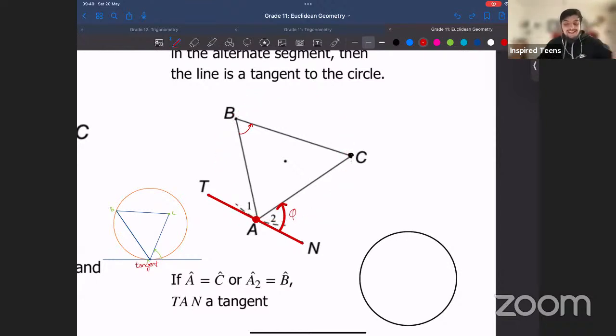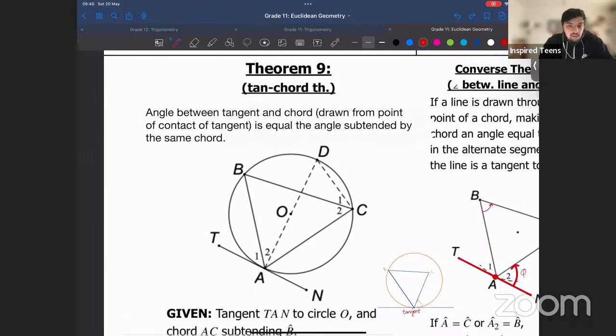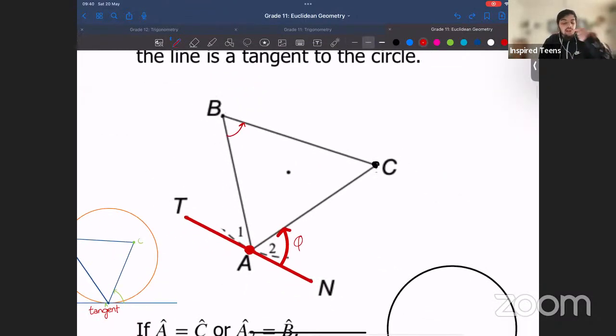They'll want you to prove that the line TAN is a tangent at a circle which passes through BAC. That's what we are proving. Here we assume, or it's given in the question, that it's a tangent. TAN is a tangent, and then we can use tan chord theorem. We can say that the angle between the tangent and the chord is equal to the angle subtended by the chord. However, here it's not given that it's a tangent, and the question will be phrased that they want you to prove that TAN is a tangent to a circle that passes through ABC.